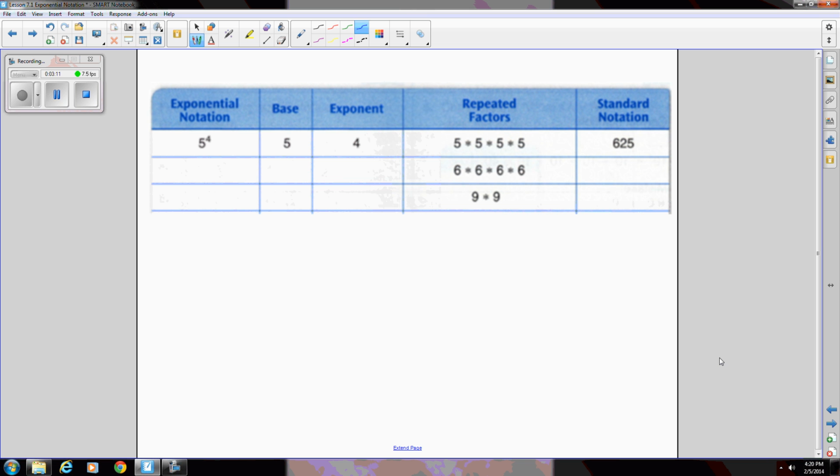On to our chart here. We've got a whole column of exponential notation. The next column is base, exponent, repeated factors, and then standard notation. Right, so how we would write that number just plain. So they have here 5 to the fourth. The base is the 5. The exponent is that tiny number up in the right, and it's the 4. Writing it as a repeated factor is 5 times 5 times 5 times 5. We have 4 of them because that's what the exponent tells us.